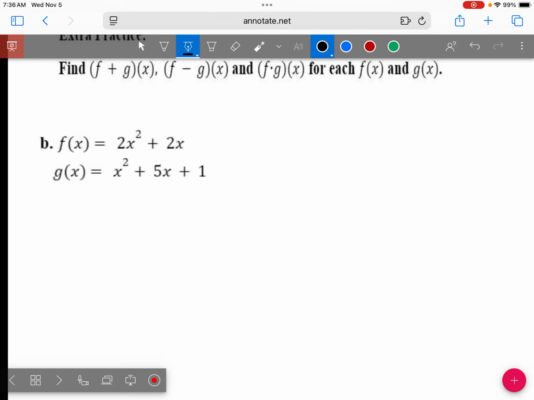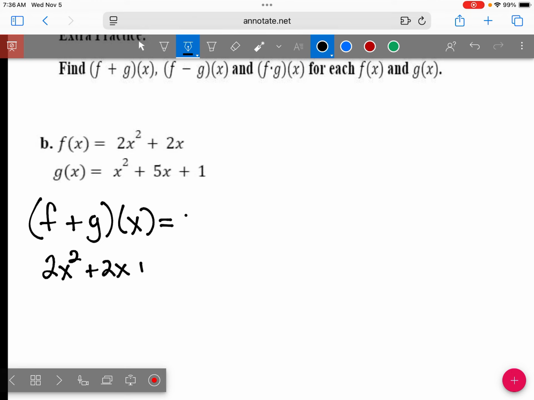So the first thing I'm going to do is add them together. So let's do that. So f plus g. If I add them together, go ahead and do that. Take your 2x squared plus 2x plus x squared plus 5x plus 1. Go ahead and add those together and see what you get.